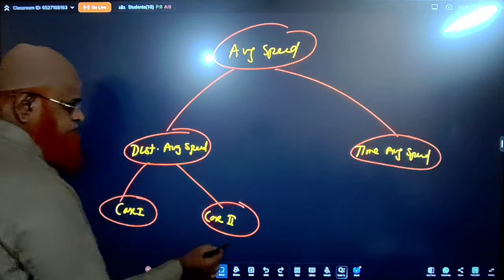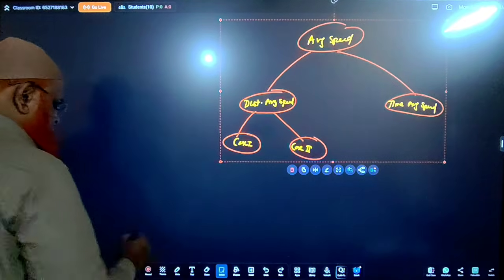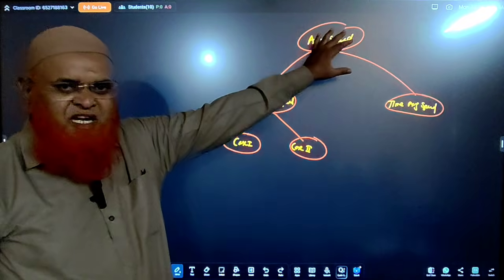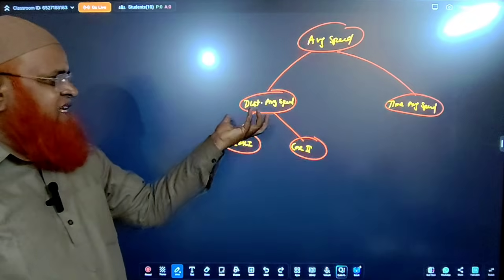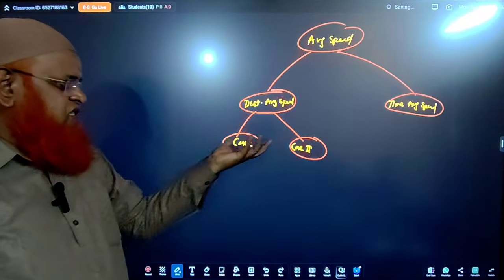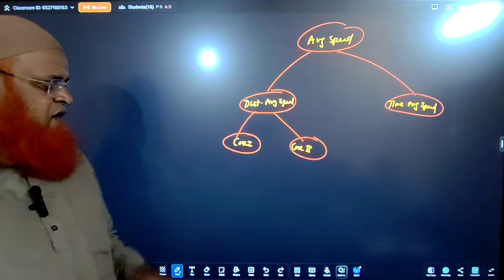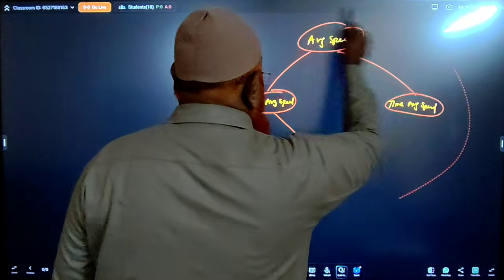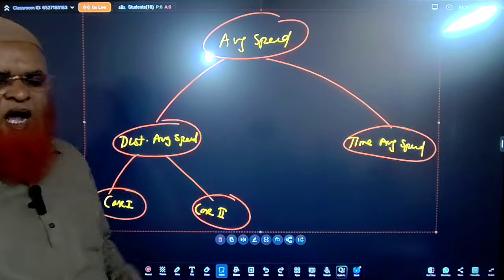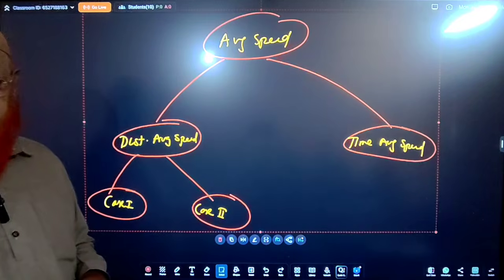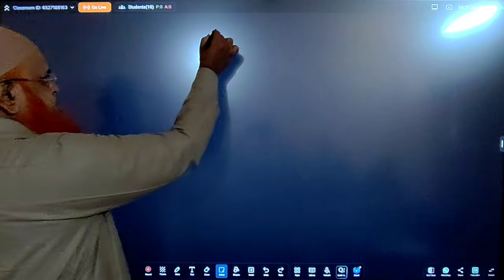Now, we have known the average speed definition and general formula, which I have given on the back page. So how many types are there? Distance average speeds are there, in which case 1 and case 2 are there. In time average speed, there are no different cases. Only one case is there. So this is going to be your diagram, which shows a flow chart of how many types of speeds are possible. Now, let us see each one by one. So, distance average speed.